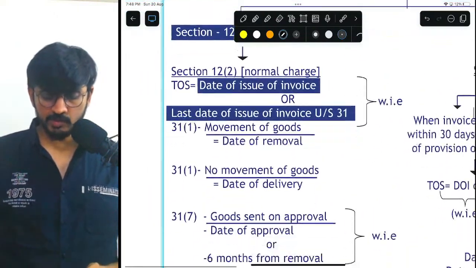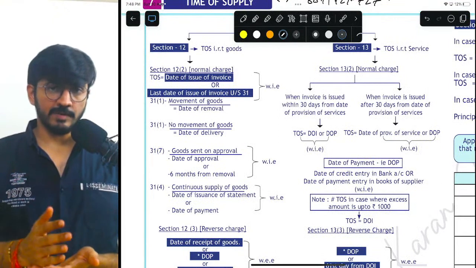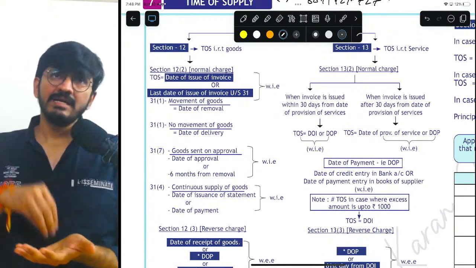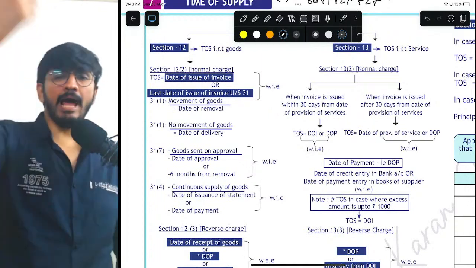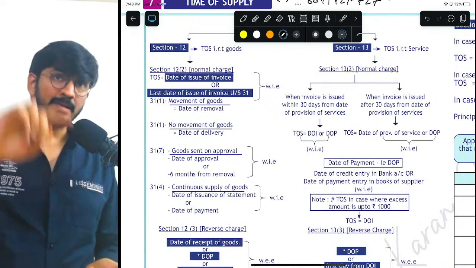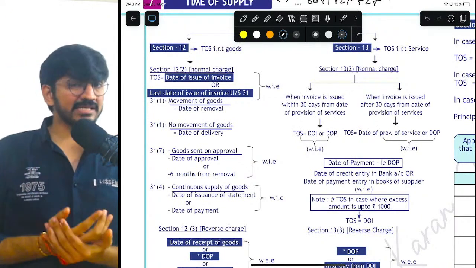When it comes to section 12, with respect to time of supply of goods, what are we trying to find here? We are trying to locate that date on which supply happened. Are you getting it? Now, why is it important?